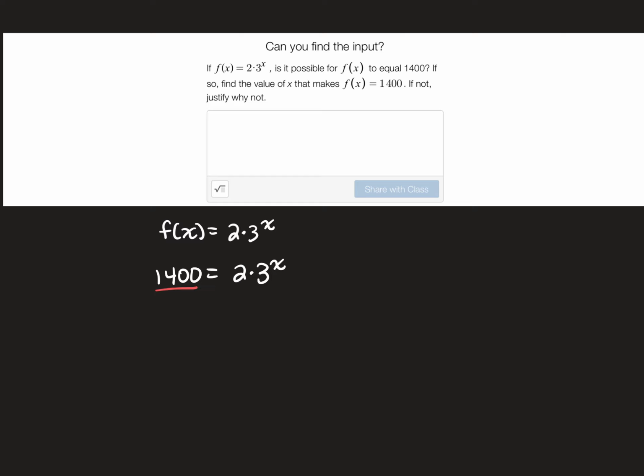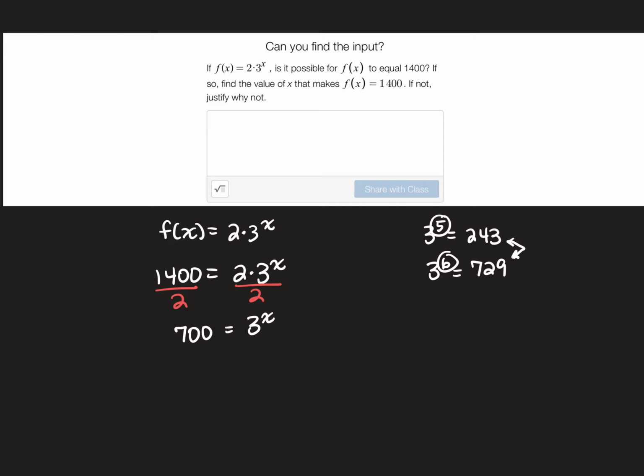So we can do the same thing we did before, divide both sides by 2, and we're going to get 700 equals 3 to the x. Now what we found out in the previous slide is that 3 to the 5th was 243 and 3 to the 6th was 729. So what we know is that our exponent has to be somewhere in between 5 and 6.